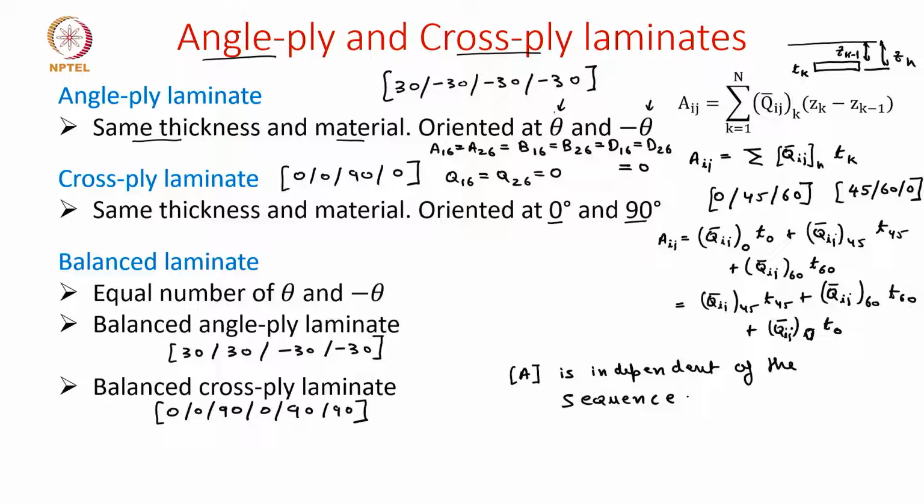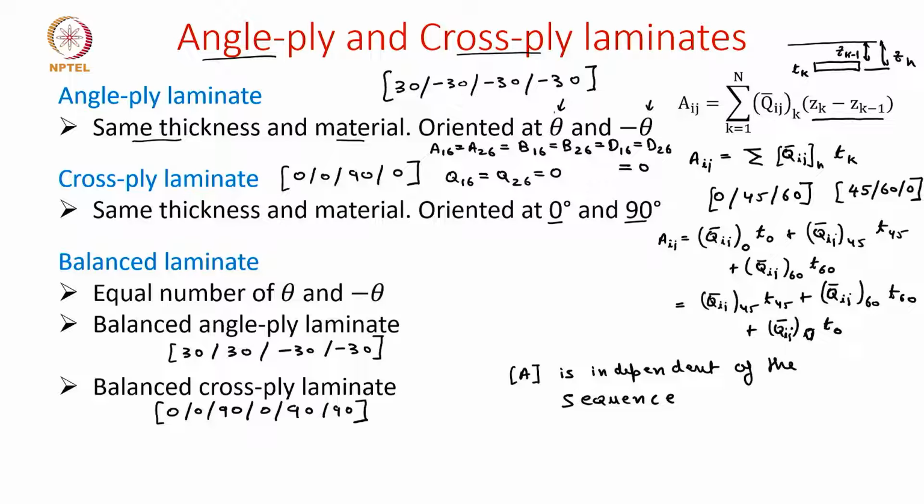And we have shown the reason why it is independent of stacking sequence, because this term, Zk minus Zk minus 1, signifies the thickness, and it doesn't matter whether the thickness is coming from the bottom layer, top layer, or too far or too close to the mid surface. The thickness value will remain the same, so it is independent of the sequence. But we cannot say the same for the B matrix and D matrix because they are far.